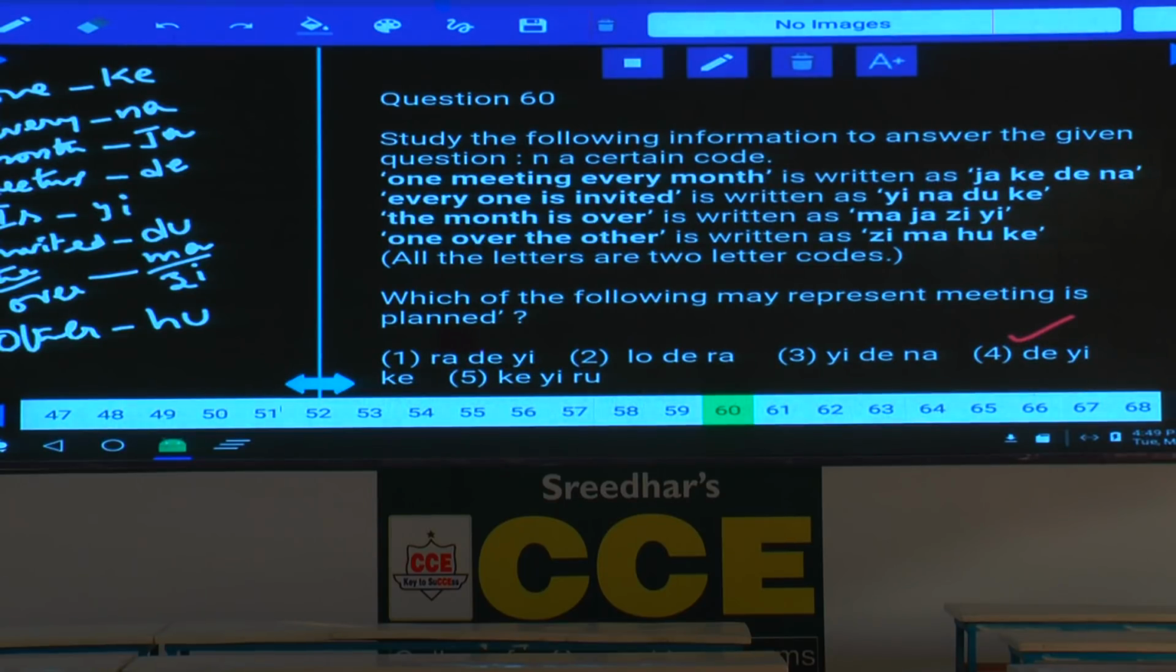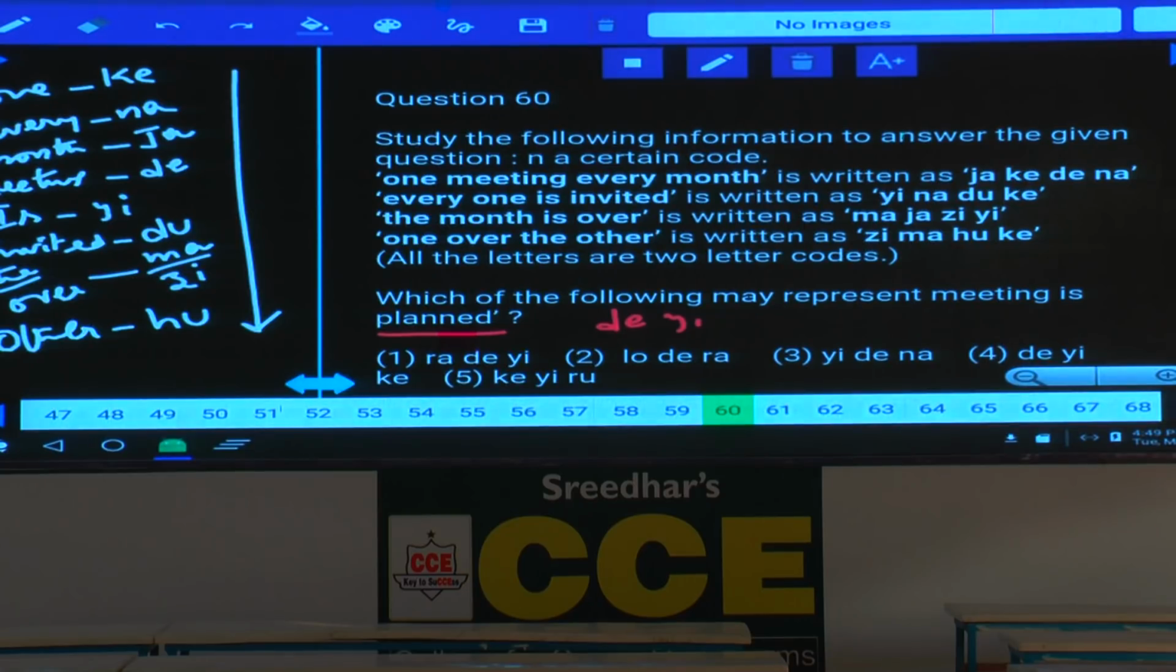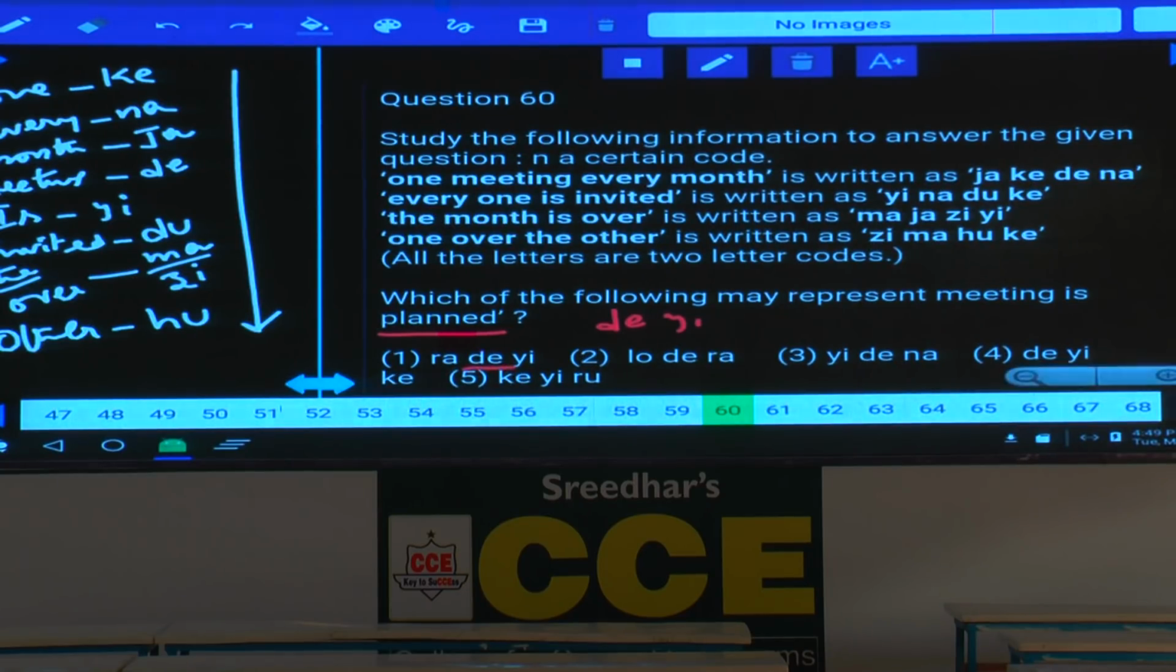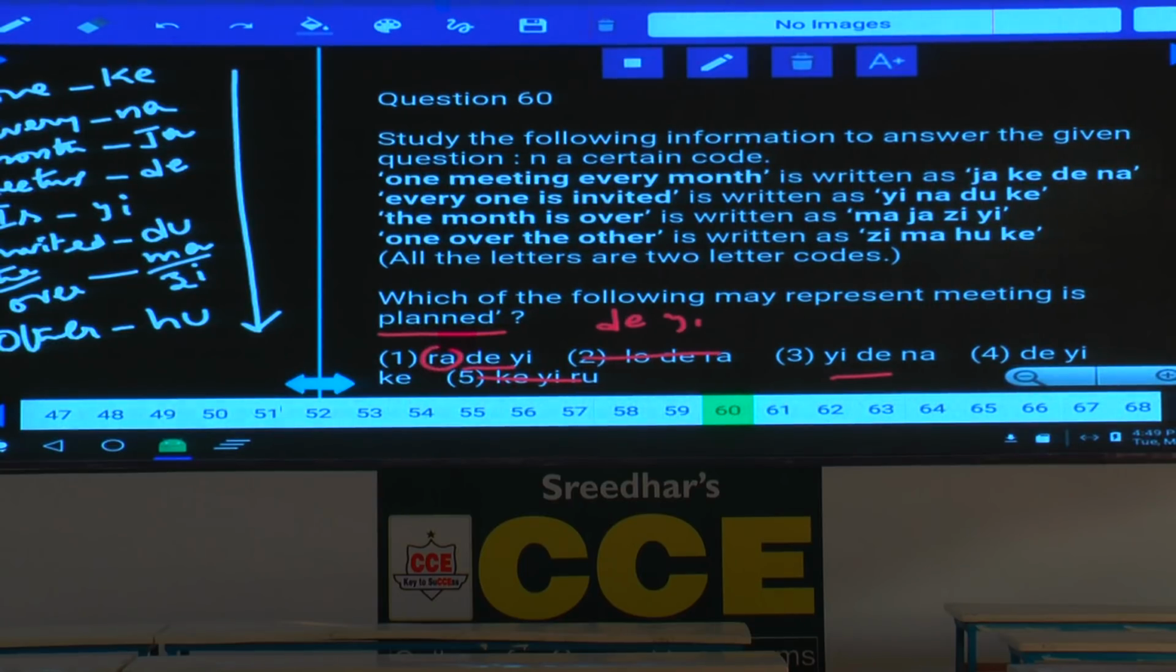Then which of the following may represent "meeting is planned"? Now meeting is coded as DE, and is coded as YI, and for planned there is no word here. Hence the code to this word planned should be any of the other codes other than the given codes, isn't it? Now choice 1 can be your answer, choice 2 cannot be your answer, choice 3 can be your answer, 4 can be your answer. Now DE, YI, then tell me whether RA can be the code to this planned or not. Yes, because RA is nowhere given here. Hence, choice 1 can be the code.